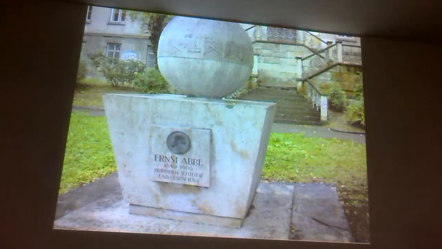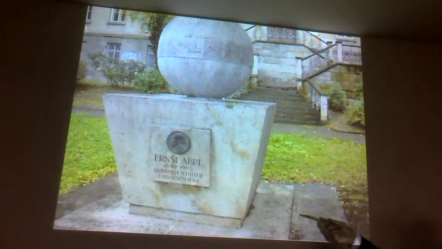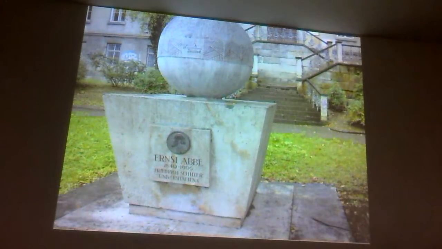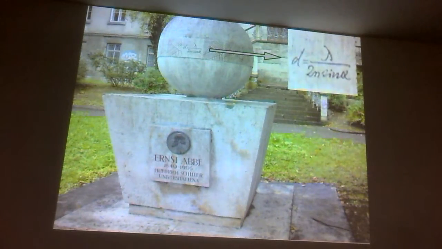Resolution. We've heard about this equation already. Who's been to Yale and seen this? Only one. You guys need to get out more. On the main road in Yale, where Zeiss is, you've got this, and on there you've got the equation. I can't remember the name of the road, but it's the equation that we all know. This is the equation that Colin was putting up this morning. It's lambda over 2NA.